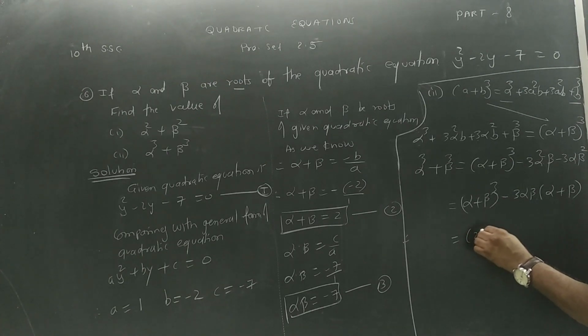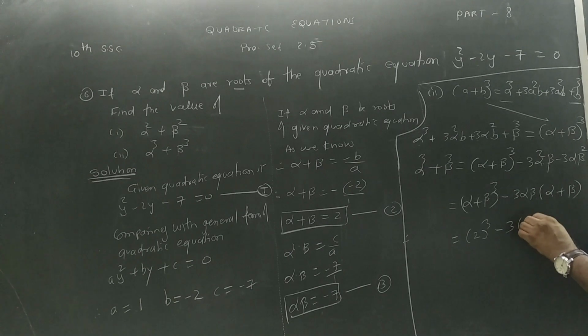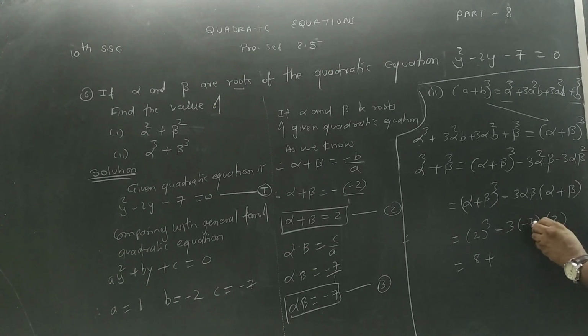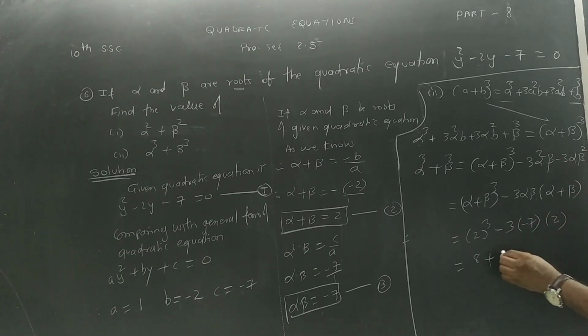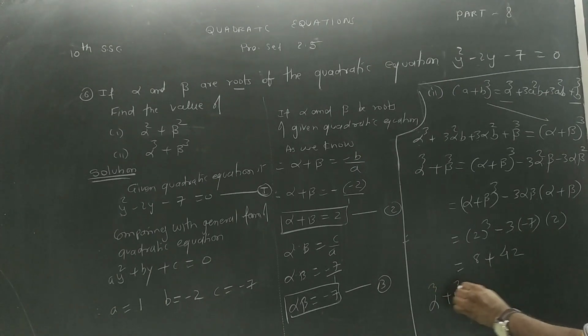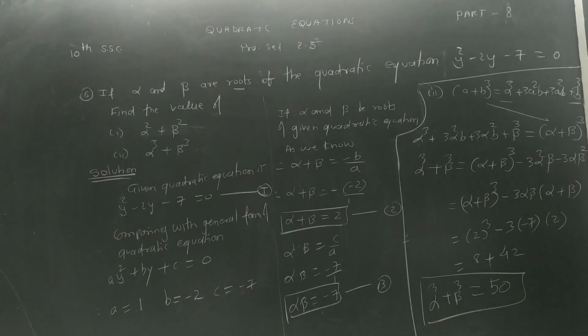2. So it is 2 cube minus 3 times alpha into beta, which is minus 7, and this alpha plus beta is nothing but 2. 2 cube is 8. Minus minus becomes plus 21, and it becomes 42. So alpha cube plus beta cube is equal to 50, the final answer for this question. Okay, please students, you have to take care. We have to find out the value of what?